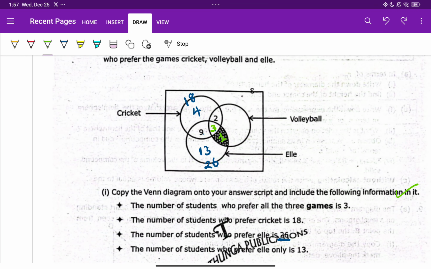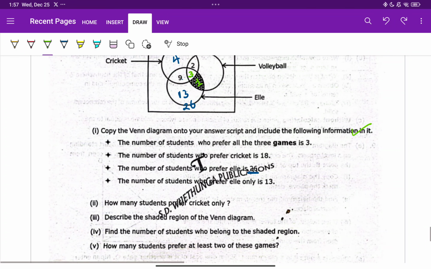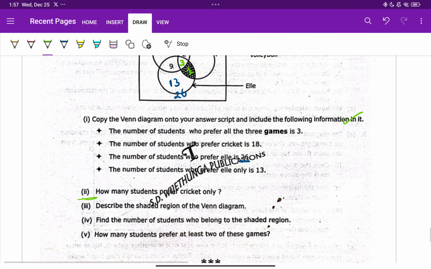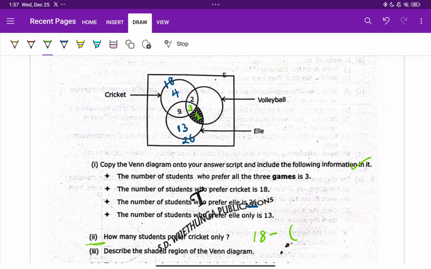Right. Okay. And then the second question asks how many students prefer cricket only? So only cricket, that's 4 students. You can also show the working. What did we do? From 18 we subtracted 9 plus 3 plus 2. That would be 4. Right?